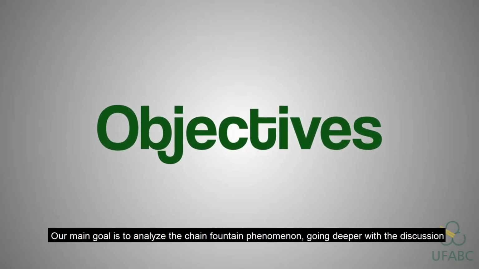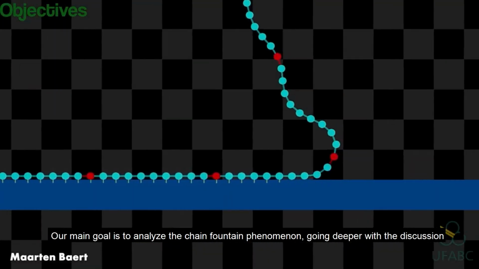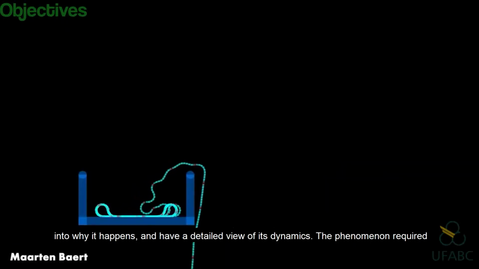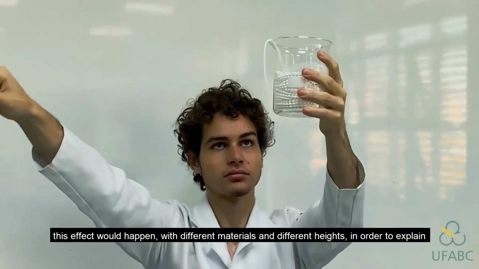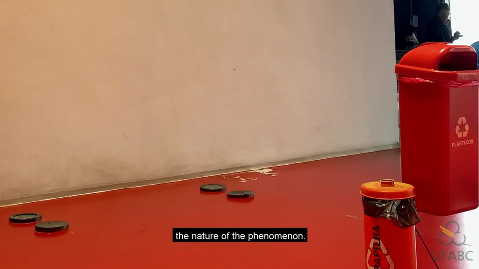Objectives. Our main goal is to analyze the chain fountain phenomenon, going deeper with the discussion into why it happens, and have a detailed view of its dynamics. The phenomenon requires a certain structure of a string, just like beads. Therefore, our group wanted to see if this effect would happen with different materials and different heights, in order to explain the nature of the phenomenon.